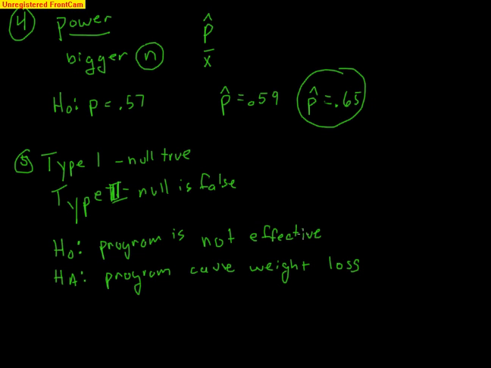Now, a type 1 error, the null is true. It's not effective, but we go with the alternative. We reject it, go with the alternative. So we use a program. We think it causes weight loss, but it doesn't really cause us to lose weight, so we're wasting our time. Type 2 error, the null is false. The program actually causes weight loss, but we fail to reject the null. So we don't even use the program because we think it doesn't work, but in reality, it really does work. So make sure you understand those two errors in that example as well.